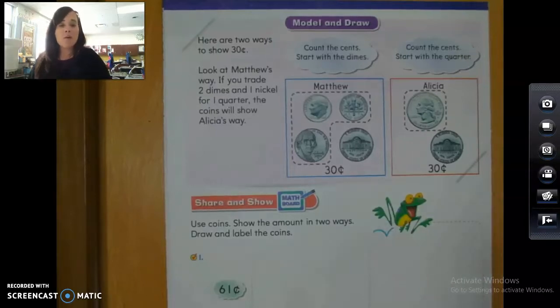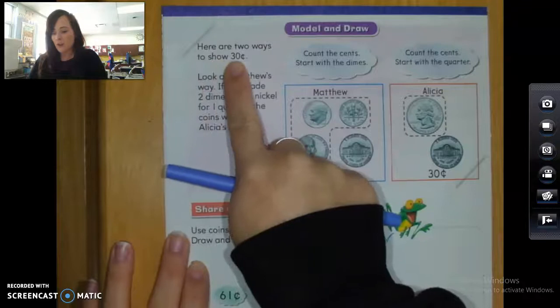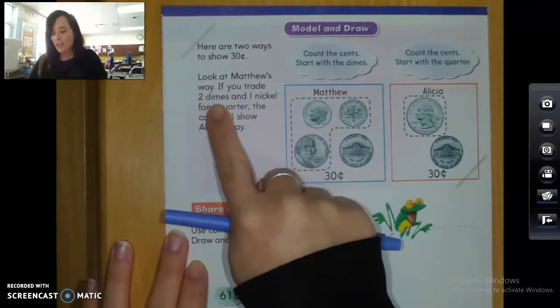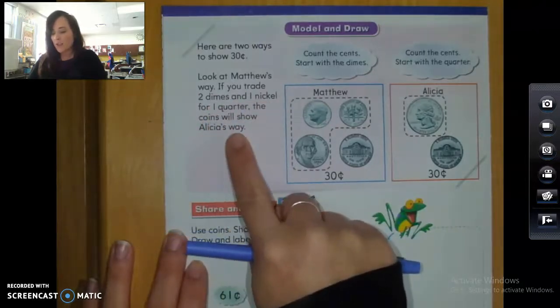So today what we're going to be learning about is how to make the same amount of money with different coins. So it's kind of like we can show the same number in two different ways. We can also show the same amount of money in two different ways. So here it says, here are two ways to show 30 cents. Look at Matthew's way. If you trade 2 dimes and 1 nickel for 1 quarter, the coins will show Alicia's way.